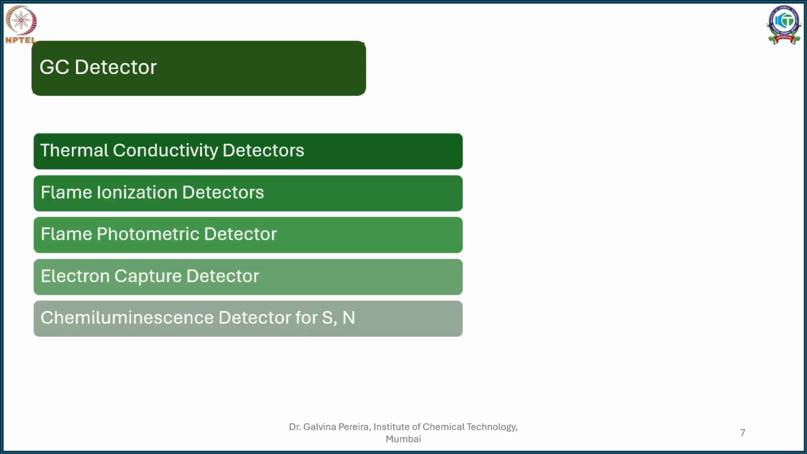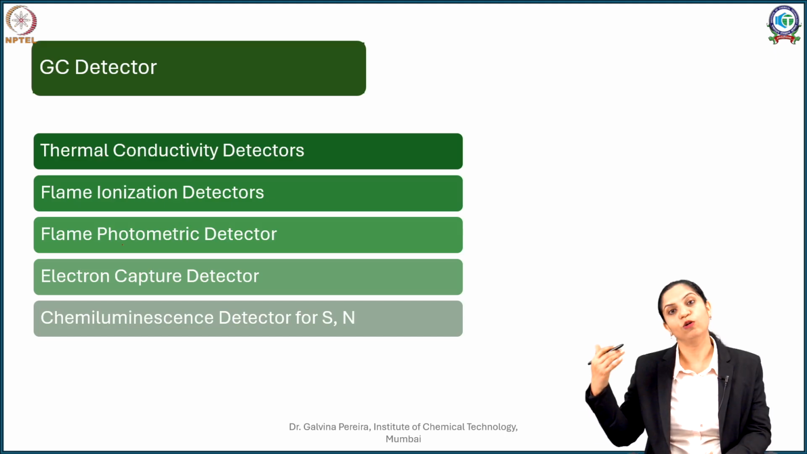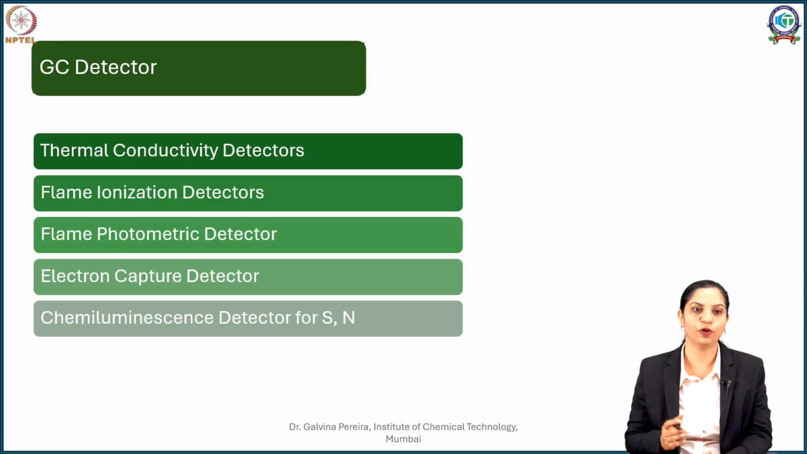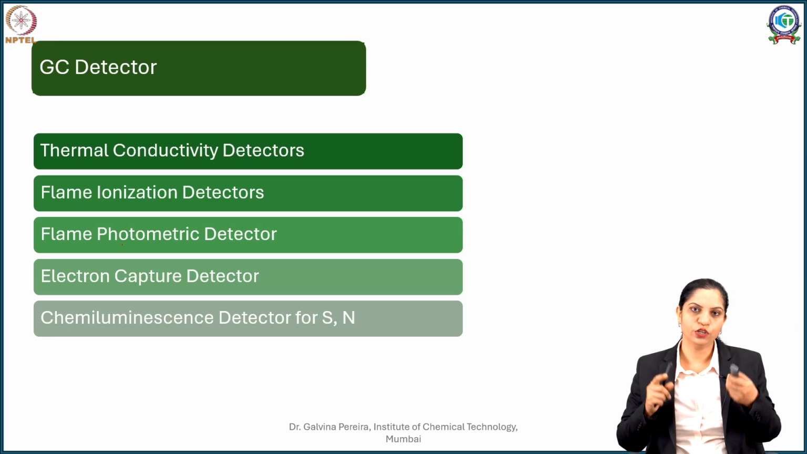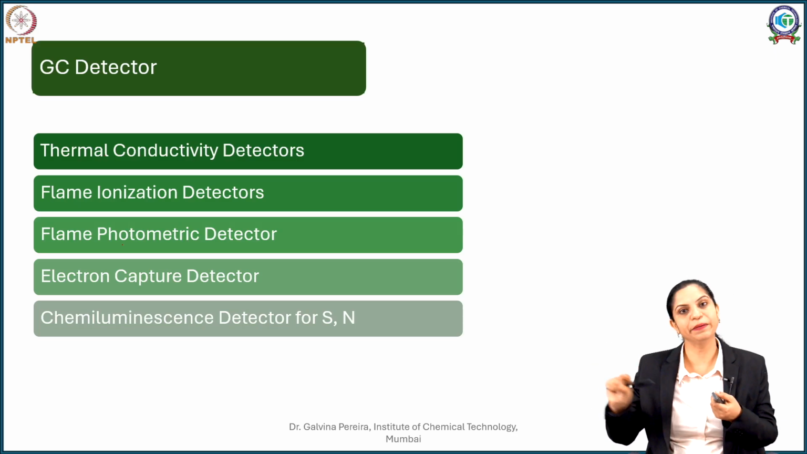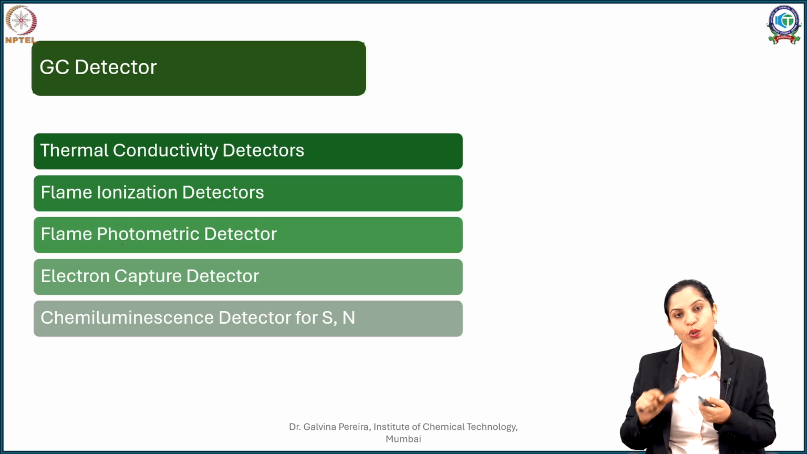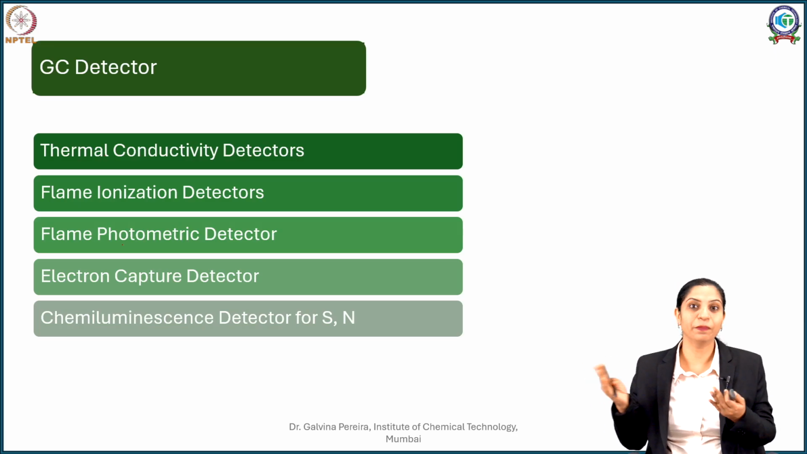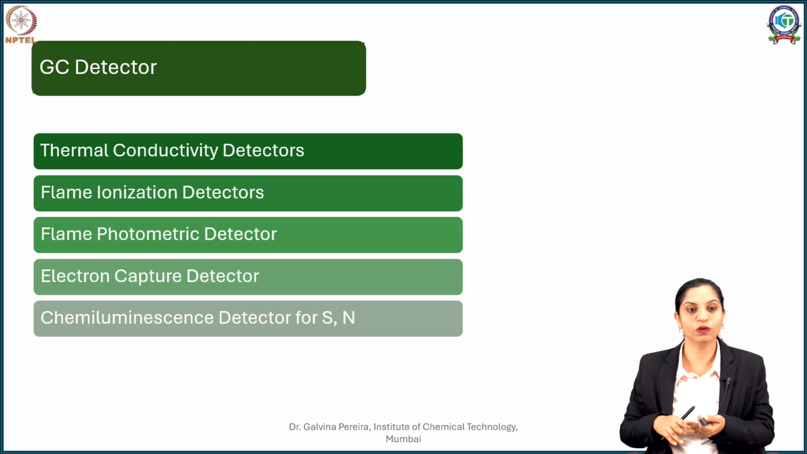Now once the compound is separated, it goes to the detector unit. There are different types of detectors which are used in the GC. The different types of detectors used in gas chromatography include thermal conductivity. Here what is done is the thermal conductivity of your helium gas, which is normally passing through, is measured, and when your analyte comes out, the thermal conductivity changes. So that change in thermal conductivity will give you a signal.